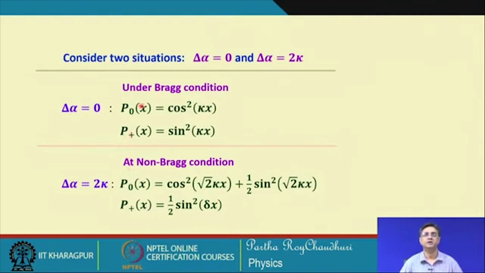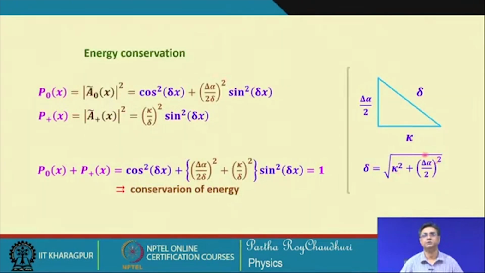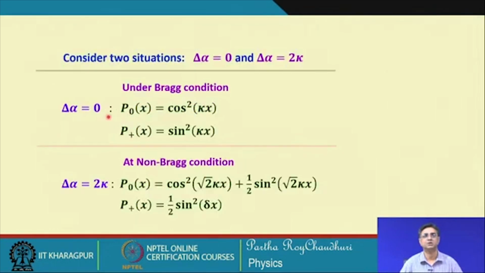This is what is called the Bragg condition, that is, delta alpha equals 0. We will see that if delta alpha equals 0, we will have other consequences also. At non-Bragg condition, let us suppose that delta alpha is equal to this value. We choose this value just to see what the power variation will be, how much fraction of power will undergo a periodic exchange.